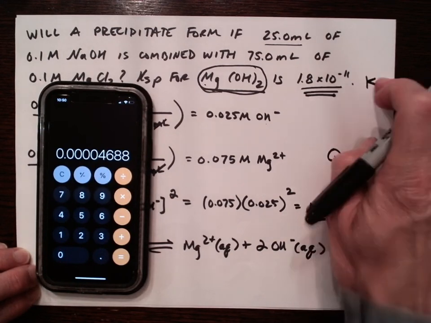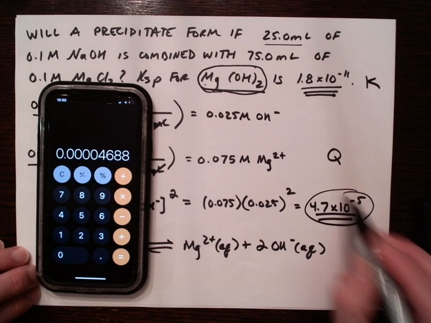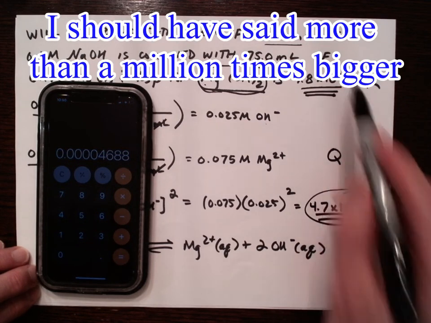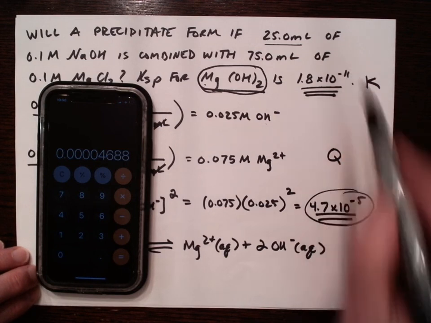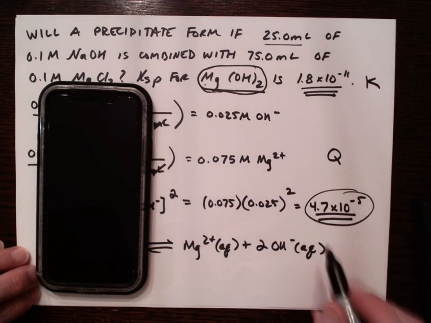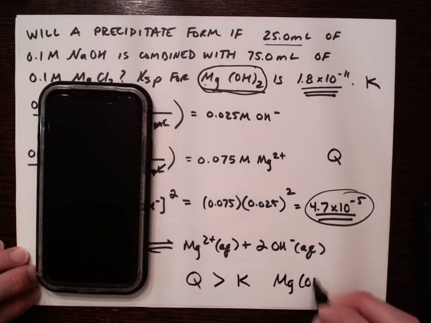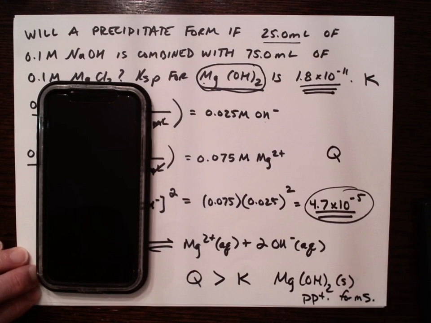Is Q greater than K, or is Q less than K? Well, it's going to be greater than K, right? This is much, much less, like a million times bigger almost than this. Negative 5, negative 11. You're going to have to add 6 to get to here in the exponent. So Q is much bigger. So because Q is greater than K, magnesium hydroxide solid precipitate forms. That's chapter 18, folks.